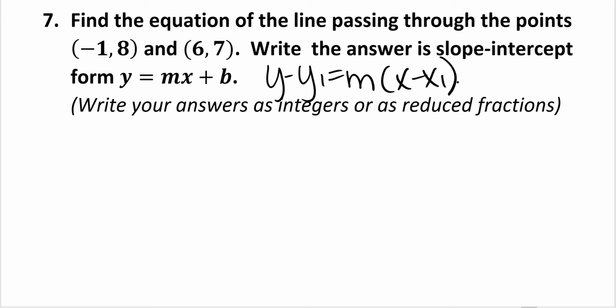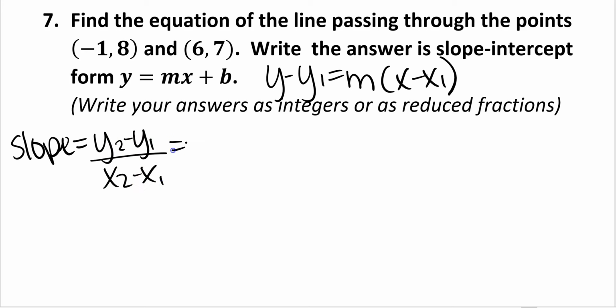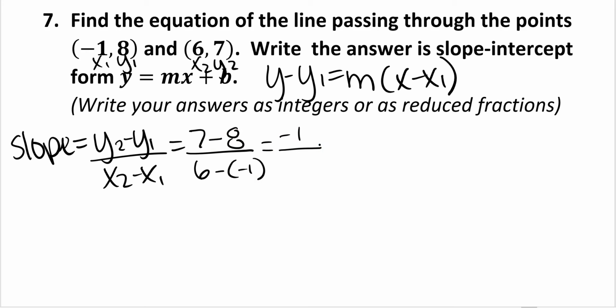We do have 2 points to choose from, but we don't have a slope. So we're going to have to first start by finding the slope of this line. To do that, we're going to do y2 minus y1 divided by x2 minus x1. So let's label these points: x1, y1, x2, y2. So we'll have 7 minus 8 divided by 6 minus negative 1. 7 minus 8 is negative 1, divided by 6 minus negative 1, which is 7. So that means that negative 1 over 7 is the slope of the line.